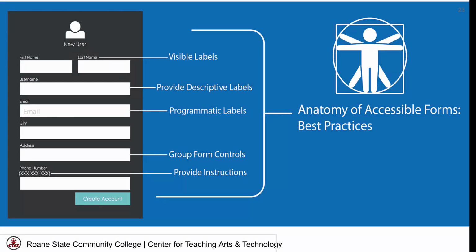So in this case, the first and last name, you want to have descriptive labels for username and then email, and group the like information together. So first name and last name kind of naturally goes with username, and then your email address, the city and a street address, and then of course your phone number. So group those types of things together to make it easily understandable for the page reader and for your user.